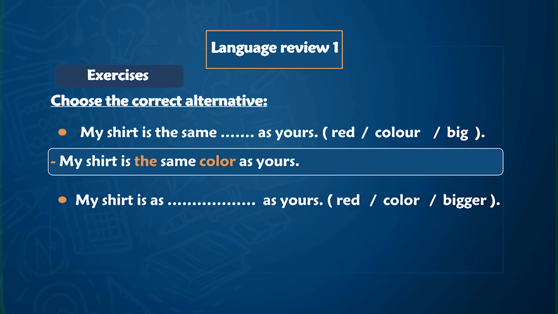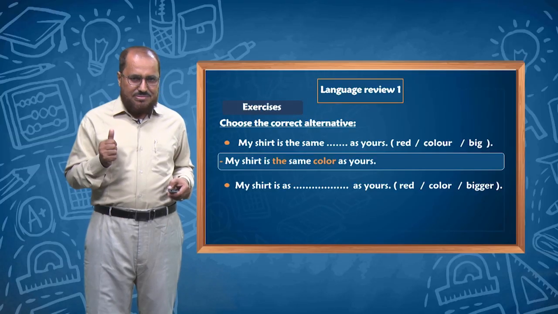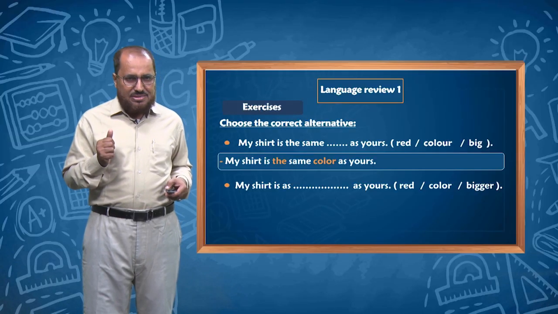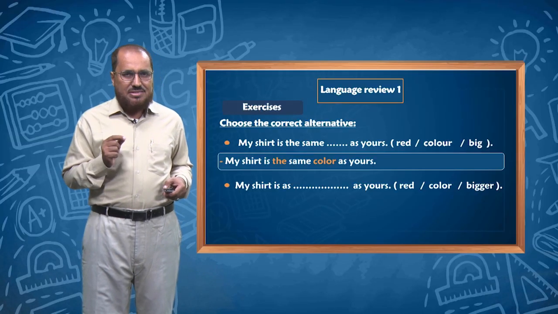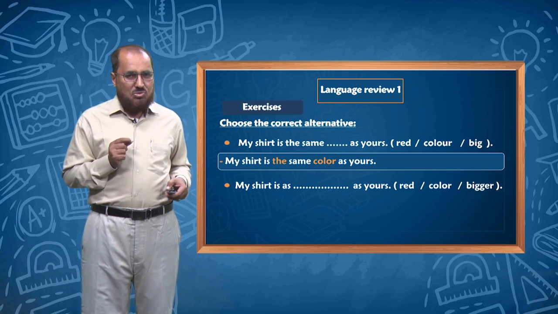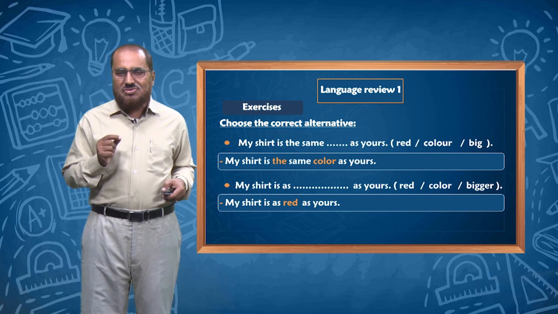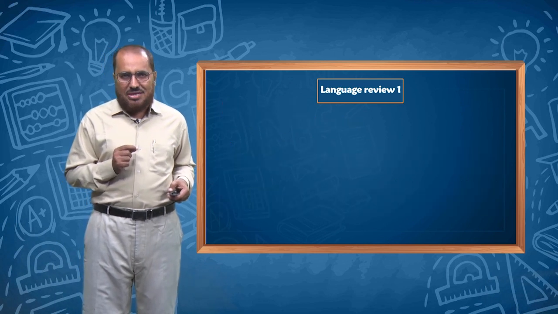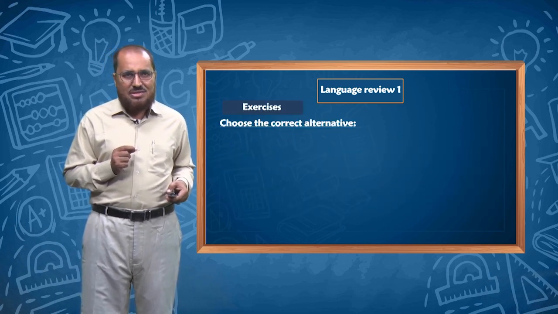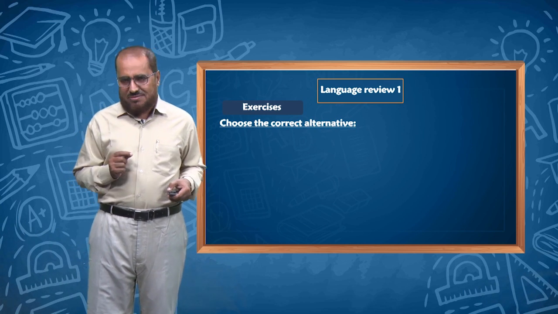Okay, not just same, the same. More examples. My shirt is as, then space, as yours. Red, color, big. Yes, as, the adjective. The answer will be: my shirt is as red as yours. Okay, more exercises.